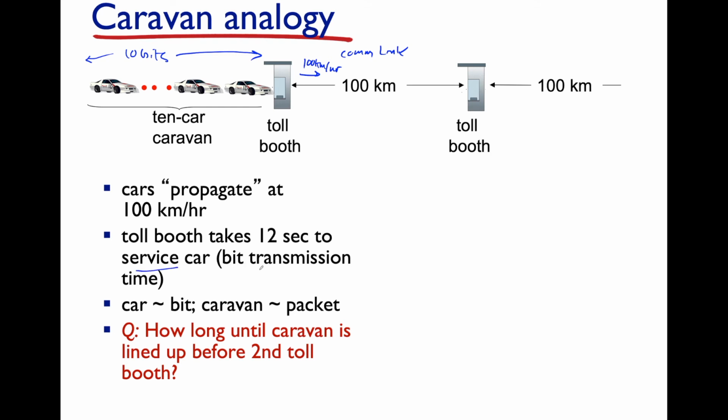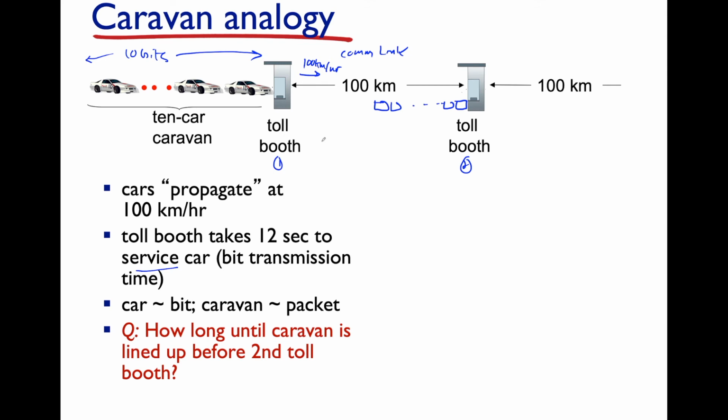The question then asks, how long until the caravan is lined up in front of the second toll booth? Here's the first toll booth, here's the second toll booth. How long does it take for all 10 cars to be lined up in front of the second toll booth? In essence, it's asking how long it takes for the transmission and propagation of these 10 bits to occur.